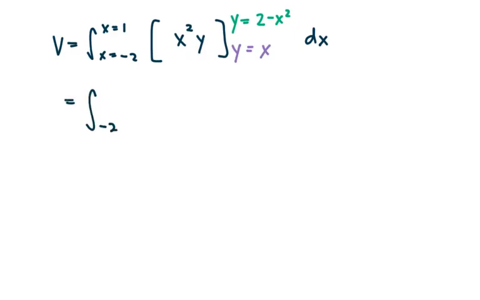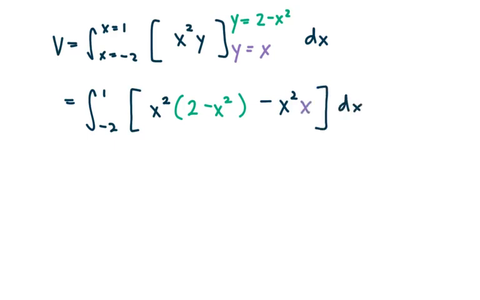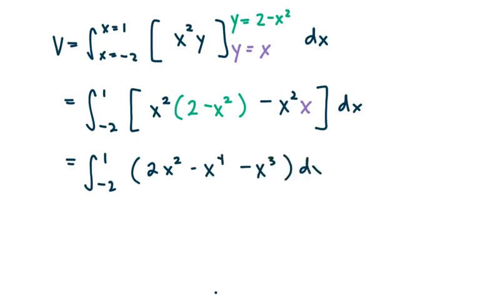And we've got the integral from -2 to 1 of x squared times 2 minus x squared, minus x squared times x. We always simplify before we try to integrate, so that is 2x squared minus x to the 4th minus x cubed. And these are each very easy for us to integrate using the power rule. So that becomes 2/3 x cubed minus 1/5 x to the 5th minus 1/4 x to the 4th.